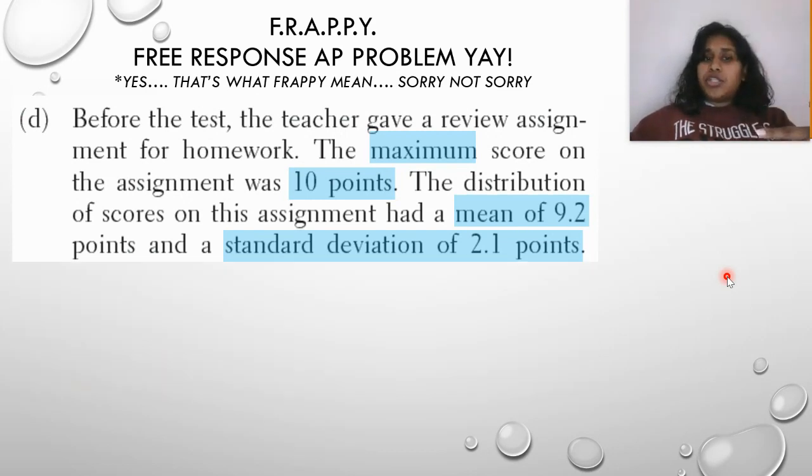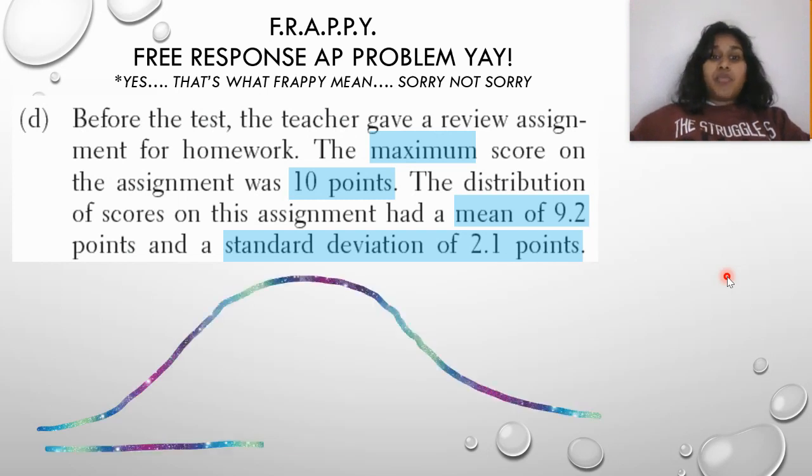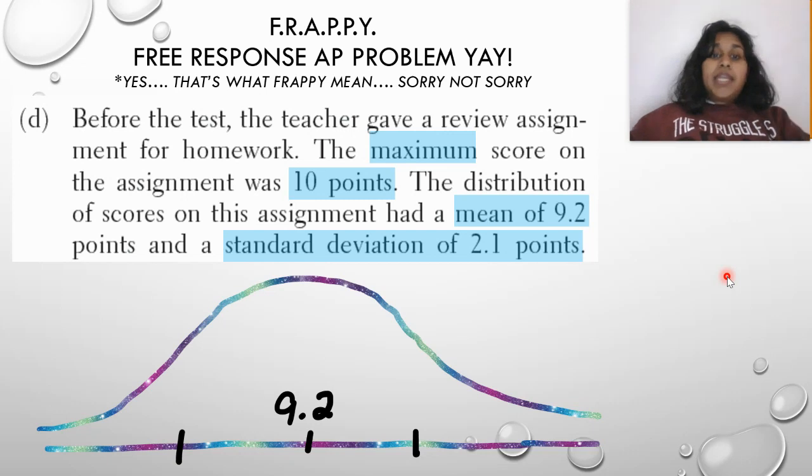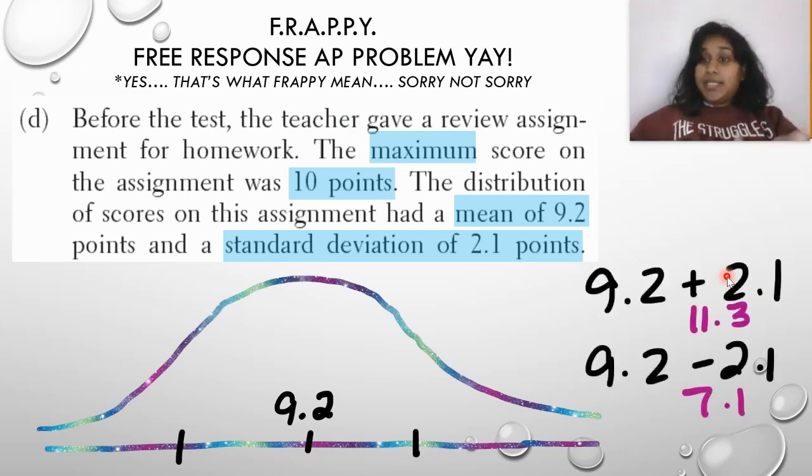We want to focus on a normal distribution, so why not try to create a normal distribution? So here's my normal curve. Pretty colors. I label my mean, and now I'm going to label a z of positive 1 and a z of negative 1. So I add 2.1, my standard error, to my mean, add and subtract, and I get my z positive 1 and z negative 1.